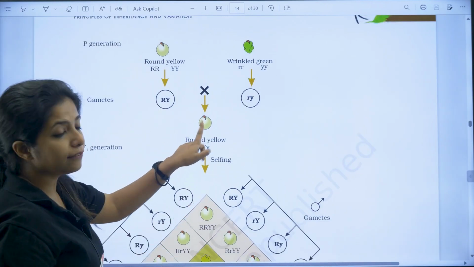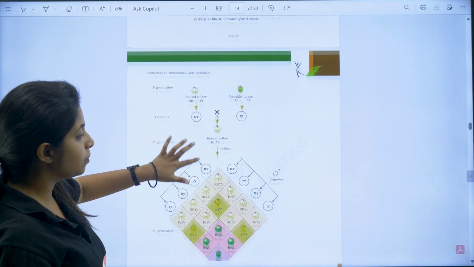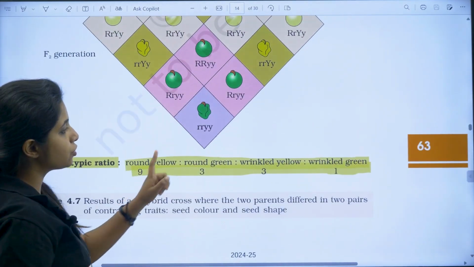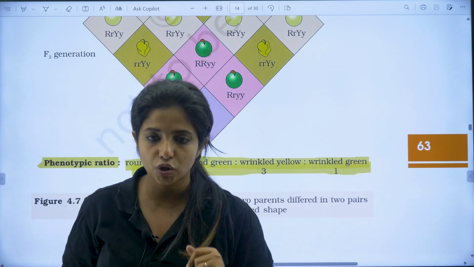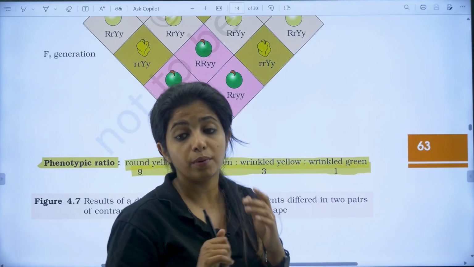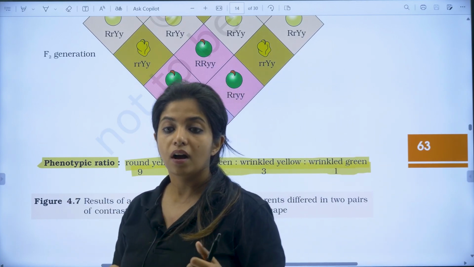Now, they have to undergo selfing. So they will be undergoing selfing. Here the Punnett square is really important, and what is more important is the phenotypic ratio, my dear children, which is 9:3:3:1. They will give you a random number and ask you how many of them are round green, how many of them are wrinkled yellow.